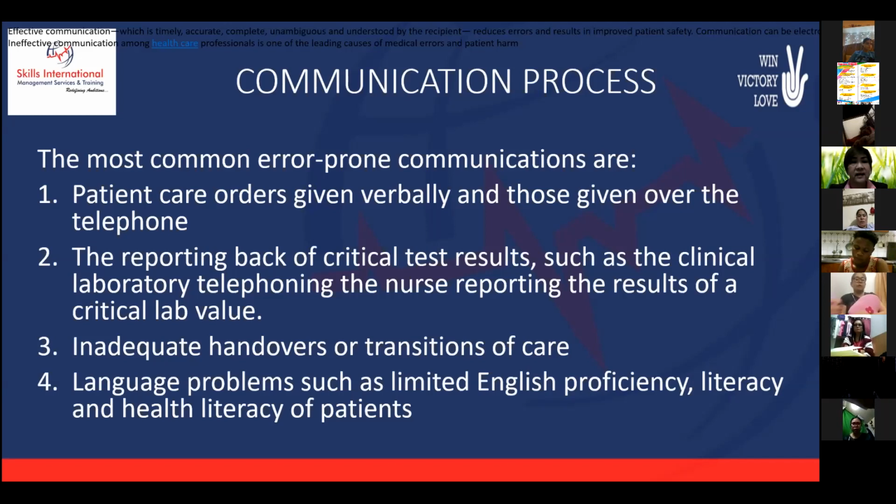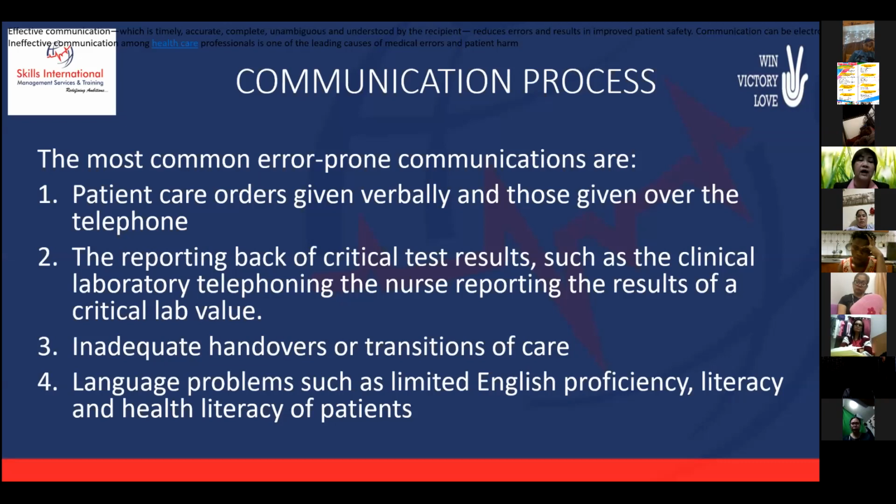Number one is when patient care orders, meaning the doctor's orders, are not given verbally well. So they are not passed. The message is not given clearly. And those given also through the telephone. Sometimes your caregivers or the other healthcare provider will just call you to pass a message to you through the telephone, but you were not able to get it completely. So you will just ignore it. So what we will do is to get the message clear through the telephone and through the verbal.